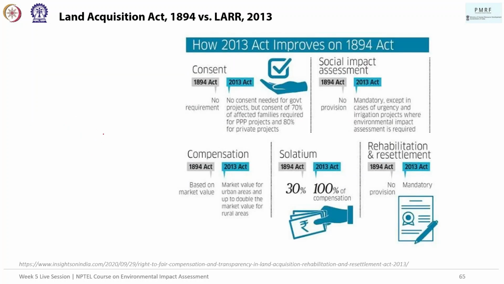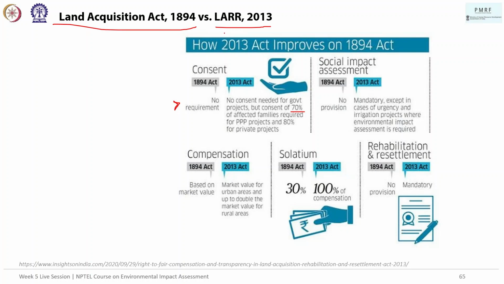So let's take a look at what the act was and then what the act is right now. The Land Acquisition Act 1894 was the act before the current LARR 2013, right? So there are five major domains. This is a snippet that was taken from The Hindu. There are five major domains where there have been improvements. So previously in the 1894 Act, there was no requirement for consent. Now we need consent from 70% of the affected families for PPP projects, that is public-private partnership projects, and 80% for private projects. Previously, there was no clause requiring a social impact assessment, but right now it's mandatory, except in cases of urgency and irrigation projects where environmental impact assessment is required, right?